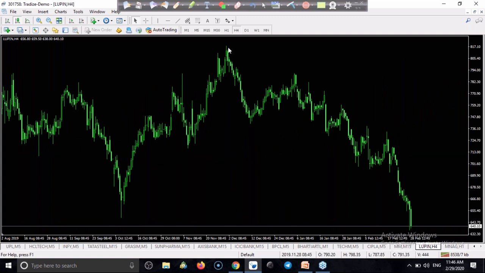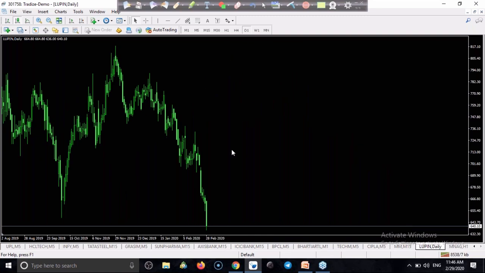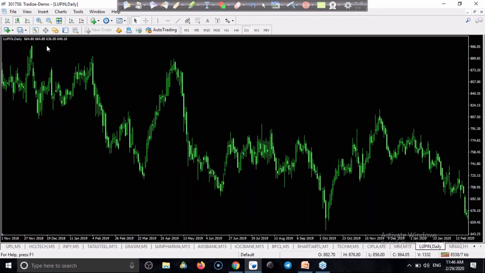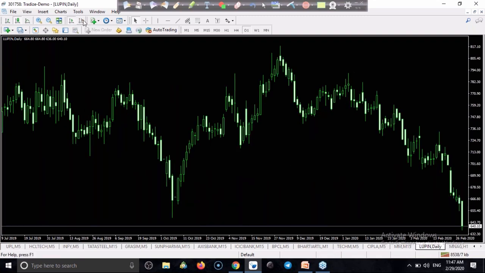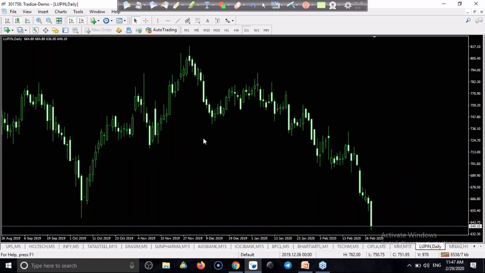This is the live chart. Let me show you. Everybody knows this point here. That is the last swing point. All right, let me find out this support and resistance. This is the resistance point.